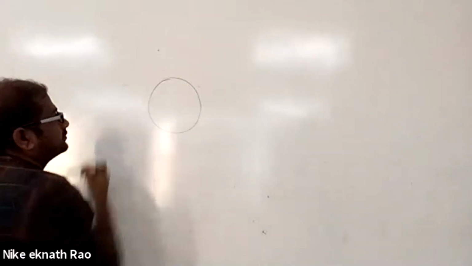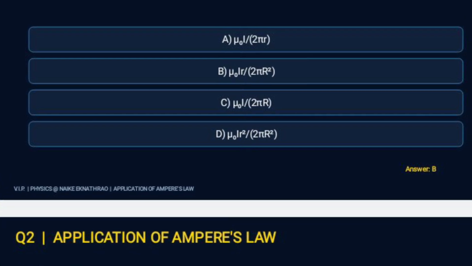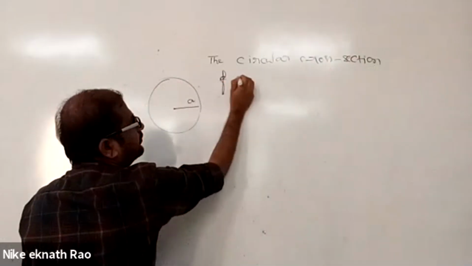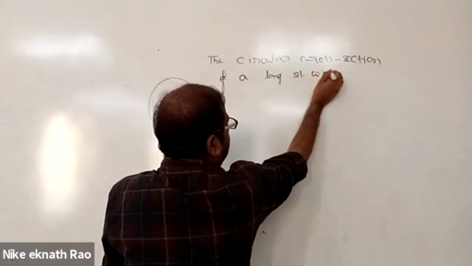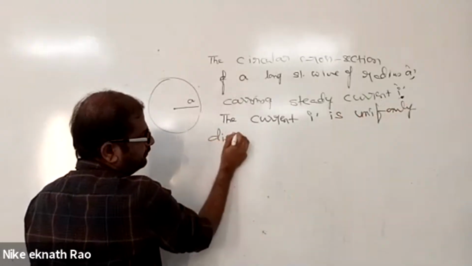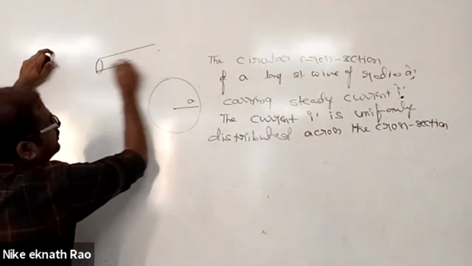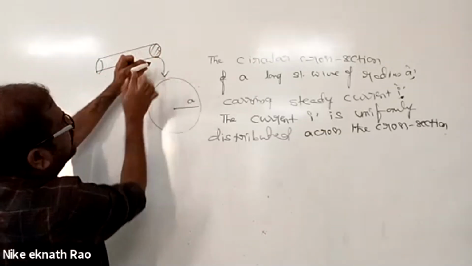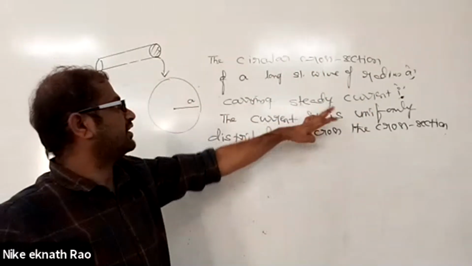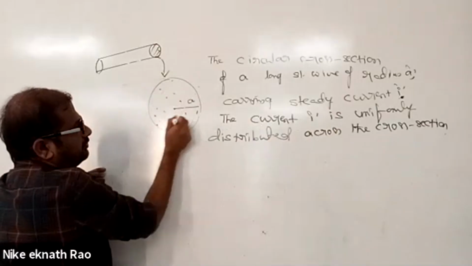Cross section of a wire shows this circular cross section of a long straight wire of radius a, with current uniformly distributed. Like we have a conductor like this, no? This cross section is mentioned over here. So you see this cross section, no? This cross section is this one. The circular cross section of a long straight wire of radius a is carrying steady current I, which is distributed uniformly across the entire cross section.